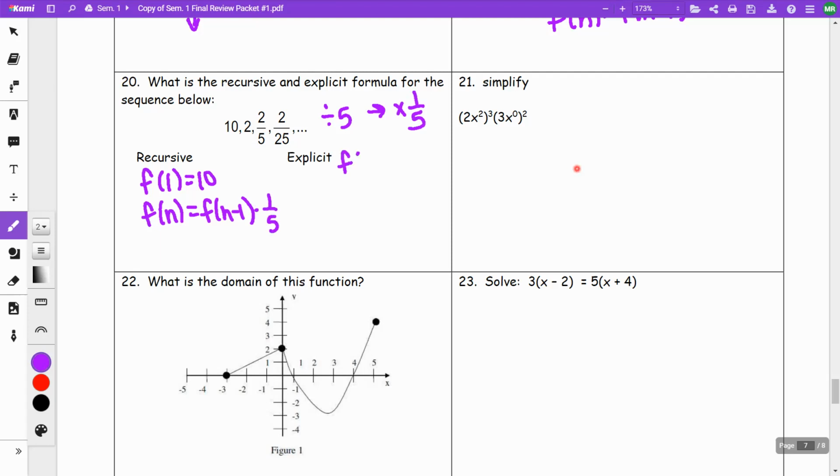Recursive, explicit, I want to find my 0. So going backwards, my 0 would be 50. So it's going to be f of n is equal to 50 times 1/5 to the power n.